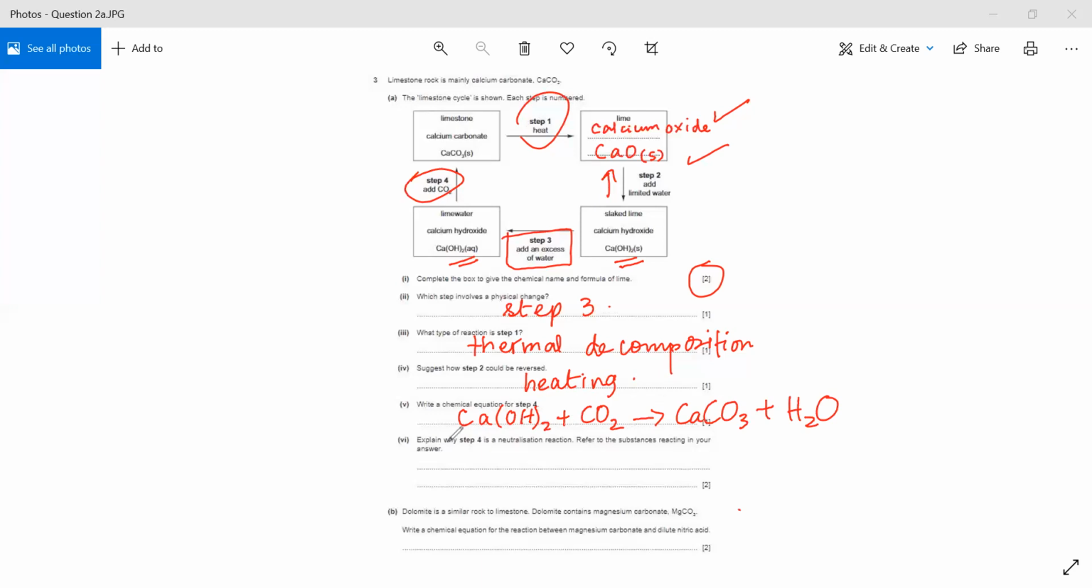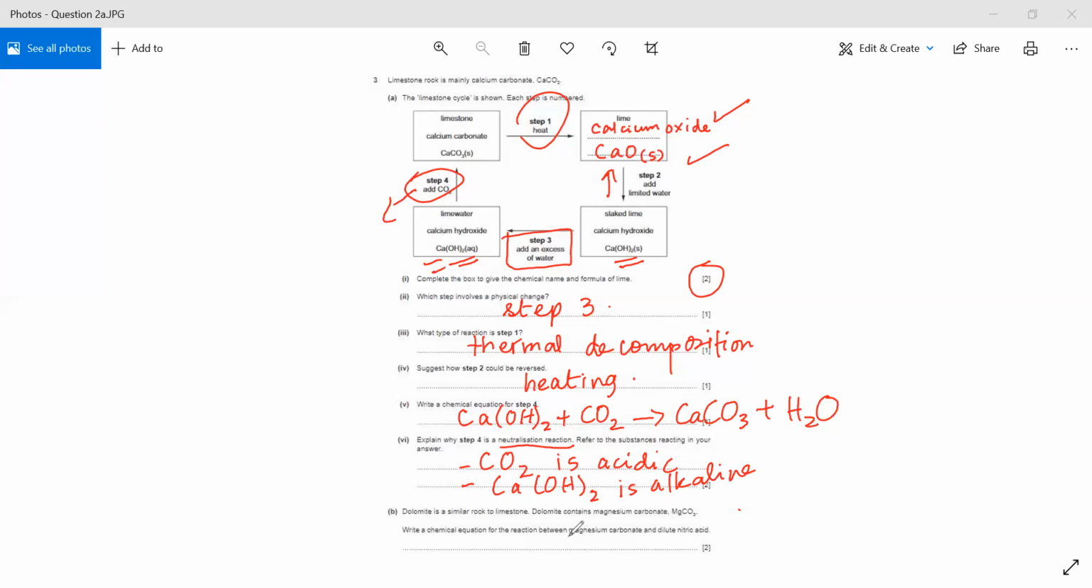Now next, explain why step 4 is a neutralization reaction. This is step 4, right? They are asking why it is neutralization. We already know neutralization is where acidic and alkaline react, right? So carbon dioxide is acidic, where it is going to react with calcium hydroxide, which is actually alkaline. So yes, they both react and a neutralization reaction occurs.